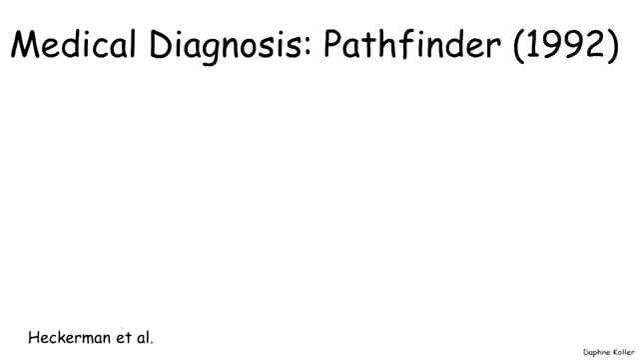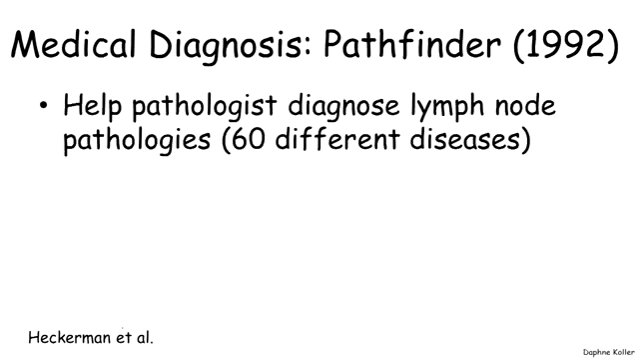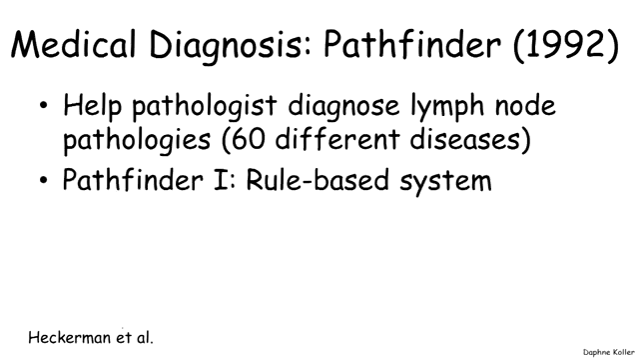Now, this dates back into the early 90s in the PhD thesis of Heckerman et al., which won the ACM dissertation award, in a system called Pathfinder, which looked at a range of different pieces of evidence in order to help a doctor diagnose a set of diseases. Specifically, it was focused initially, at least, on lymph node pathologies, so 60 different diseases, all sorts of different symptoms. And they tried out a bunch of different methods for solving this problem.